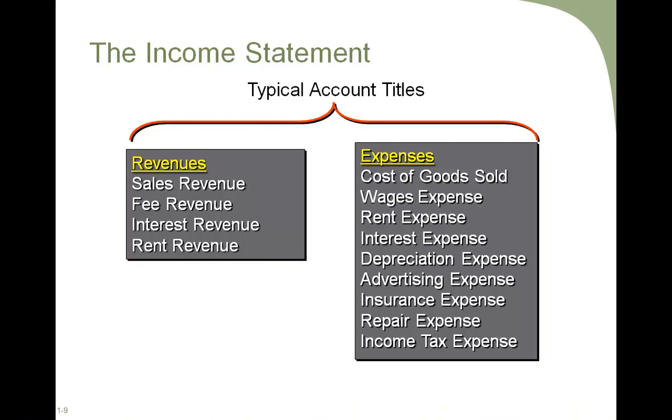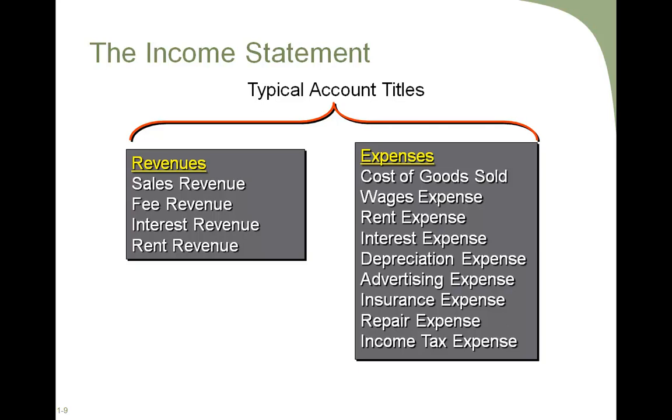Here we have the typical account titles that you will find in an income statement. Now, an income statement shows the revenues and the expenses of an organization over a span of time, like 1 year. You can have an income statement for any period of time, actually, but it's very common to show it for a year, for a whole operating cycle.